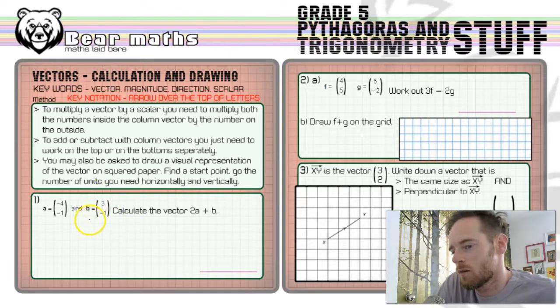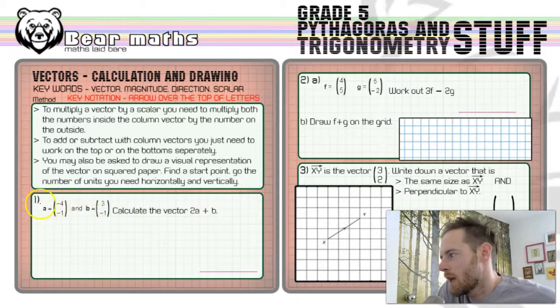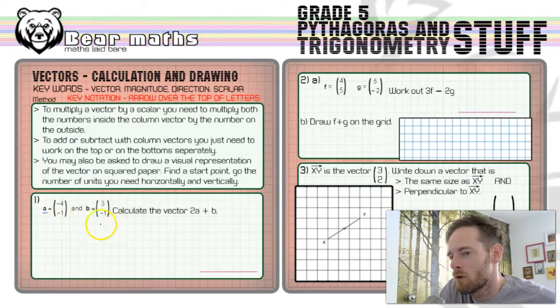But let's show you a few examples. So in the first question, A, you might see that with the line underneath it, like I said there. A is equal to minus 4, minus 1. So the vector of A is 4 units to the left and 1 unit down. That's what that's telling us. And B, the vector of B, is 3 units to the right and 1 unit down.